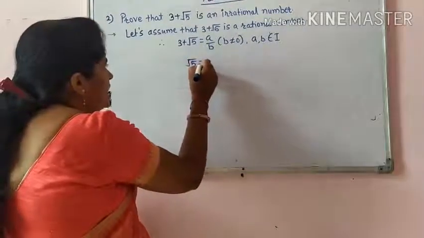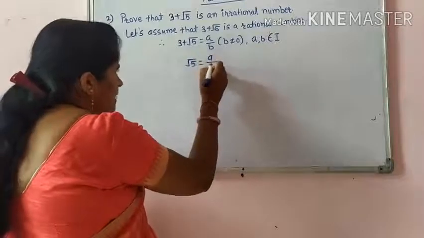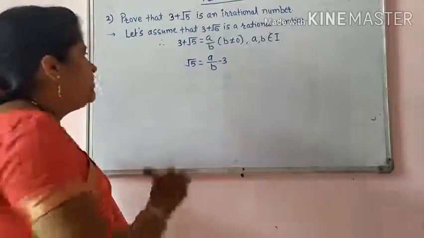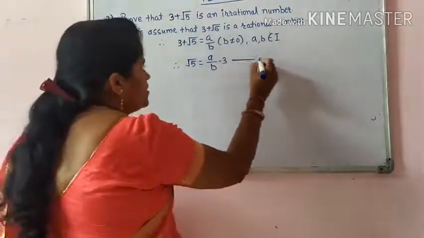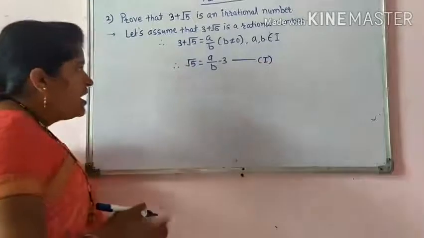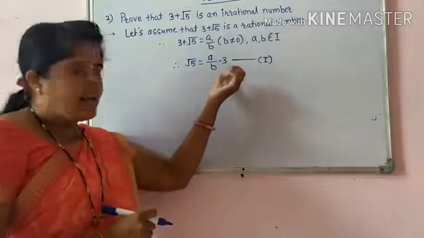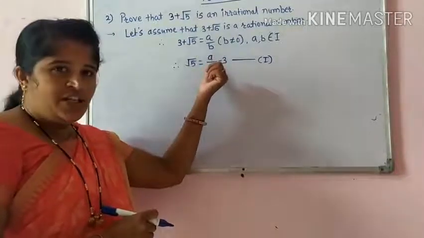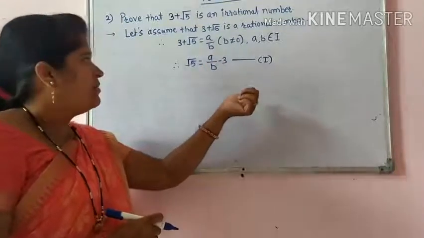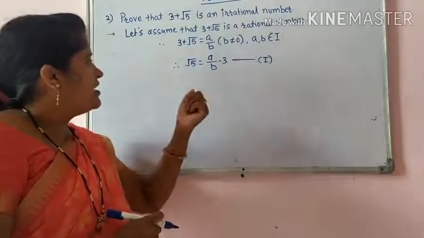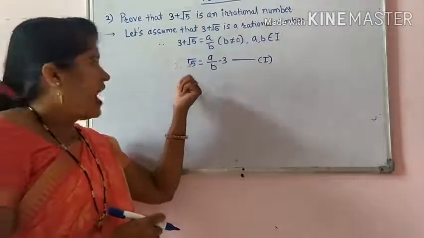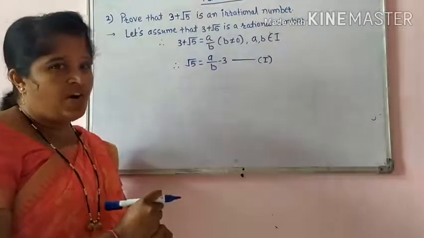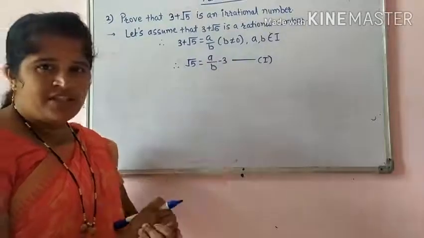Root 5 is equal to, we shall take this 3 to the right hand side of the equation. So root 5 is equal to a upon b minus 3. Now again we shall call this equation number 1. If we observe this equation, again the right hand side is a rational number because a and b are integers and integers are rational numbers. What about the left hand side? Again the left hand side is an irrational number, and here also we get a contradiction because our assumption is wrong.